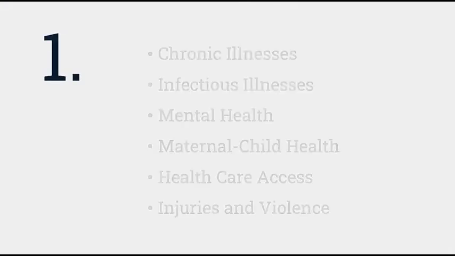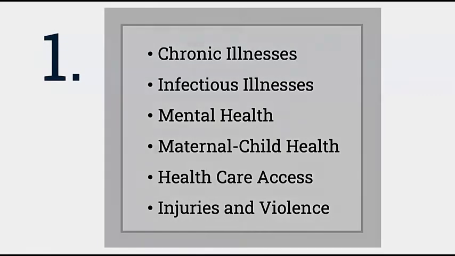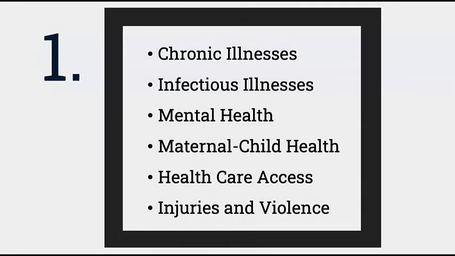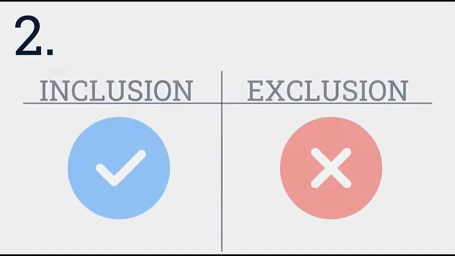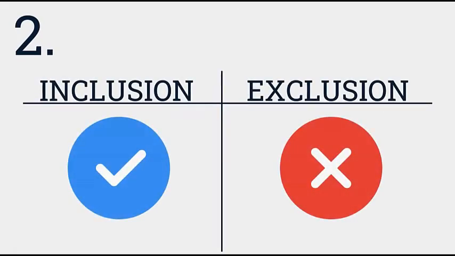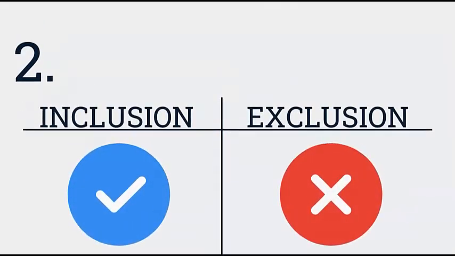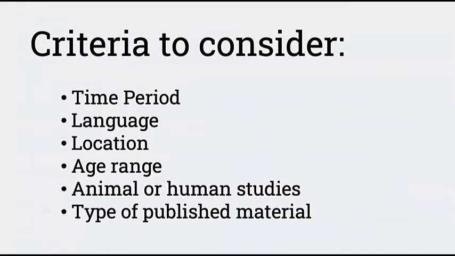Here are the main steps you'll follow for a rapid review. Step 1. Identify a research topic and frame a narrow PICO question. Step 2. Select your study inclusion and exclusion criteria. Some criteria to consider include time period, language, location, age range, animal or human studies, and type of published materials.